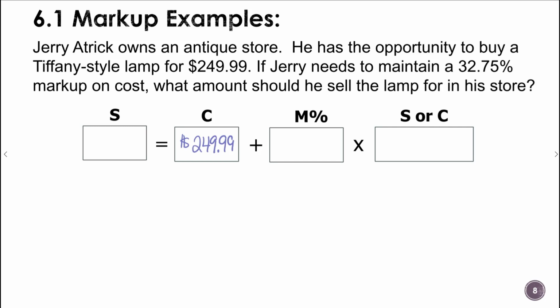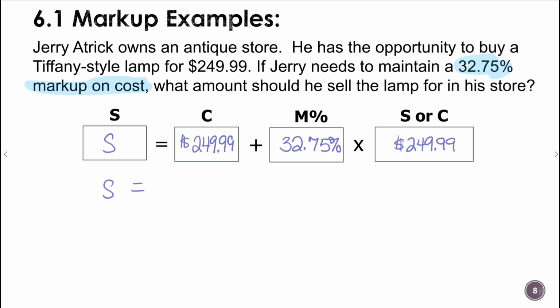$249.99. And then it says if Jerry needs to maintain a 32.75% markup on cost, so my markup is on the cost, and we happen to know that cost, don't we? 32.75%. Notice that I have $249.99 in the cost box, right? And the markup is on cost. And so it says, what amount should he sell the lamp for in a store? That's what we're looking for, the selling price.